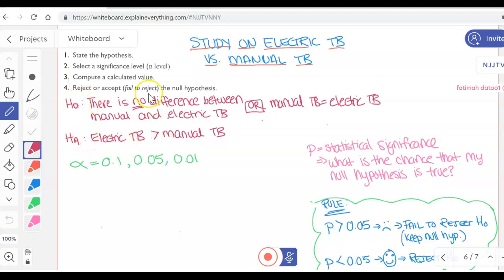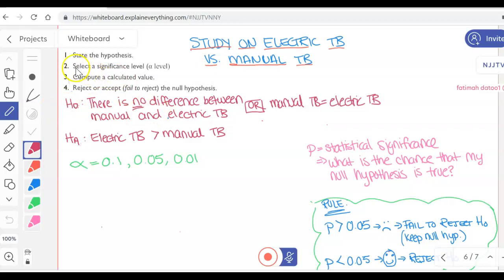So what is the null hypothesis? The null hypothesis is the opposite of this, where I could say there is no difference between the manual and electric toothbrush, or that the manual toothbrush is just equal to the electric toothbrush. It's not like one is better than the other. Again, the researcher has a study and comes up with the hypothesis: what is the hypothesis and what is the null hypothesis?